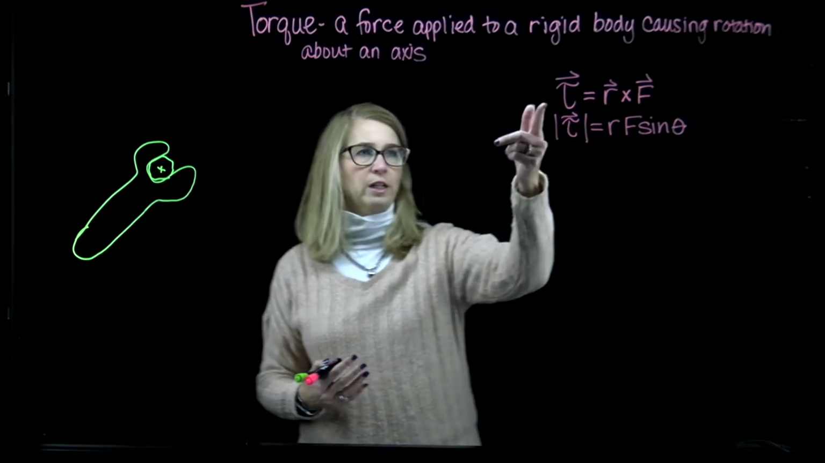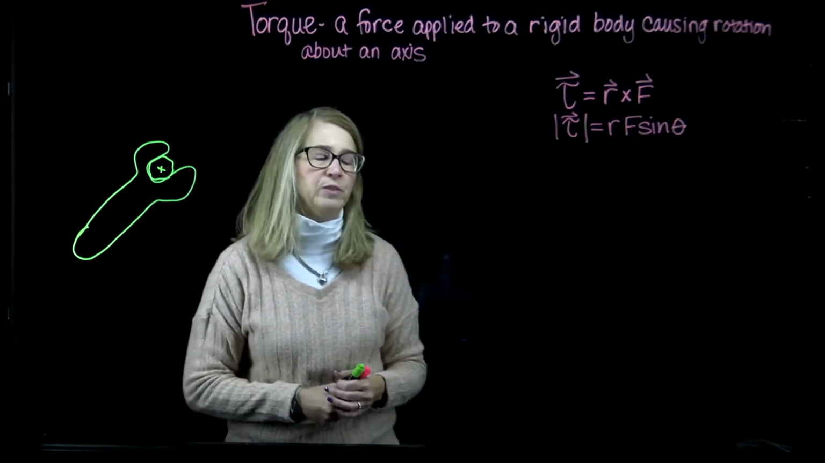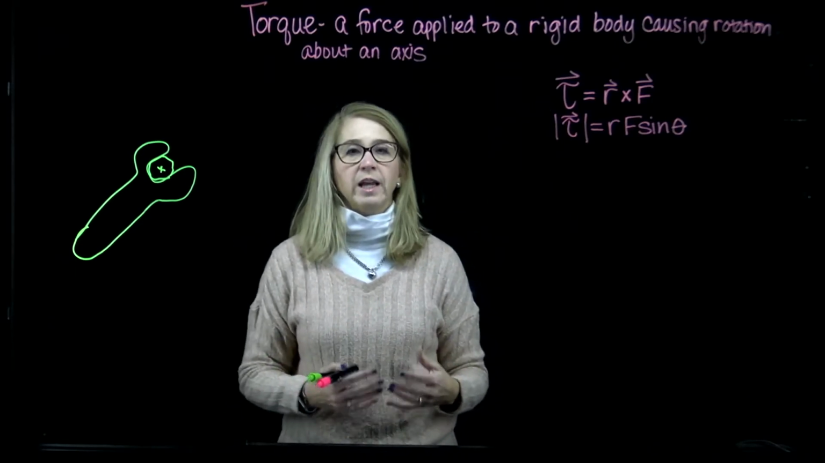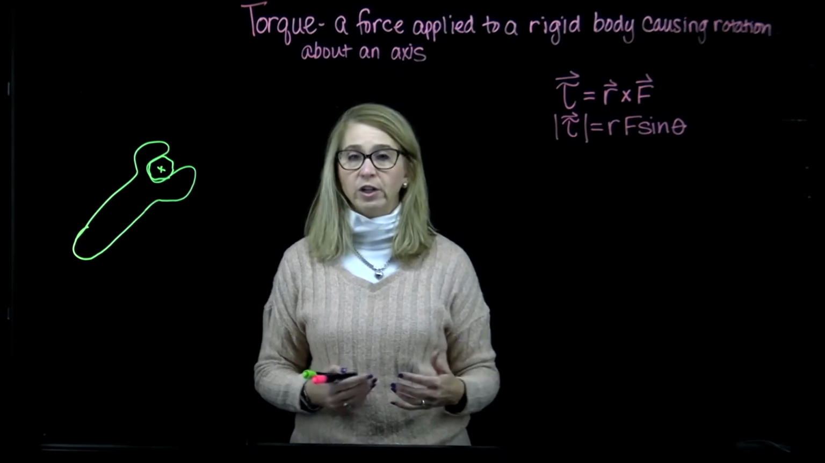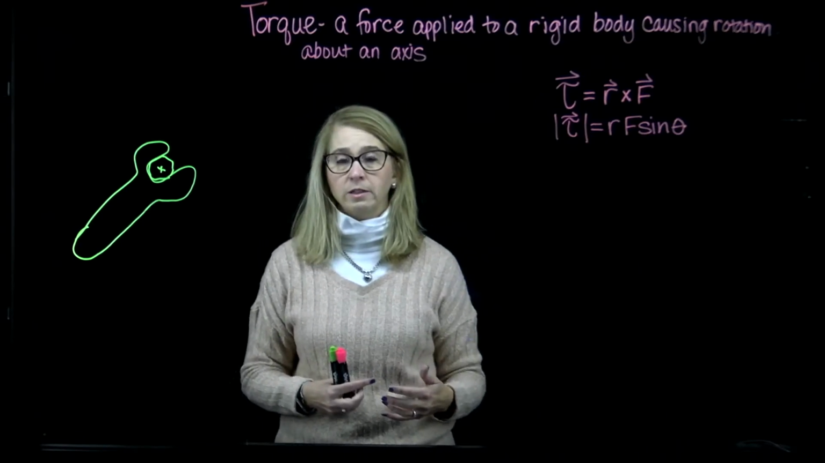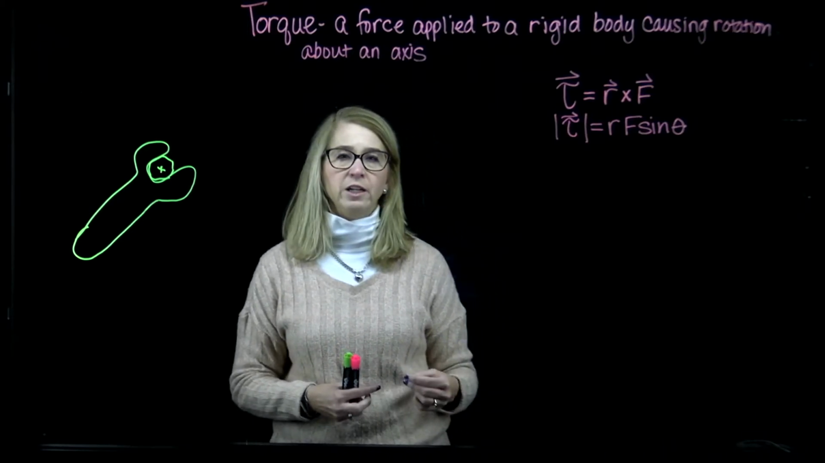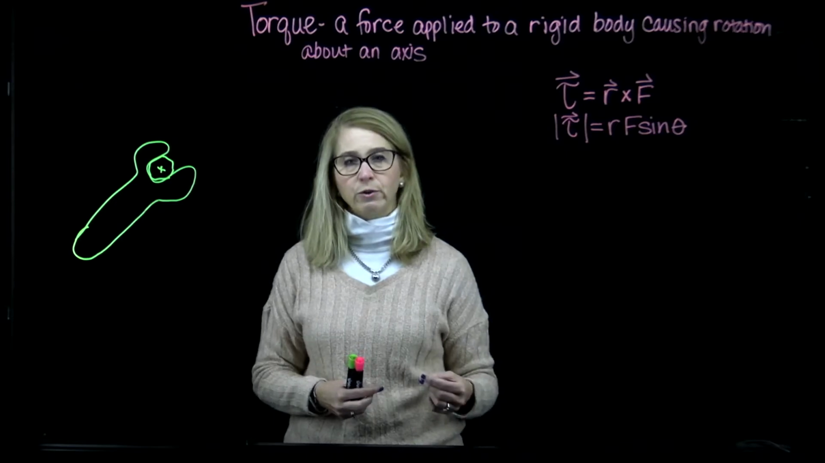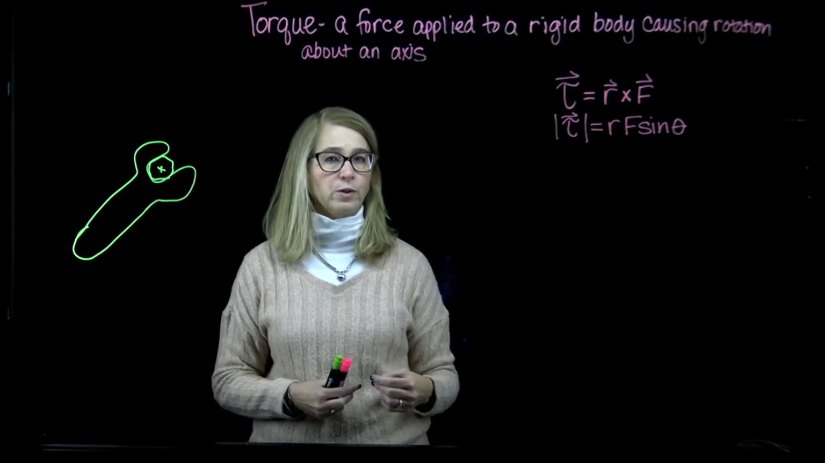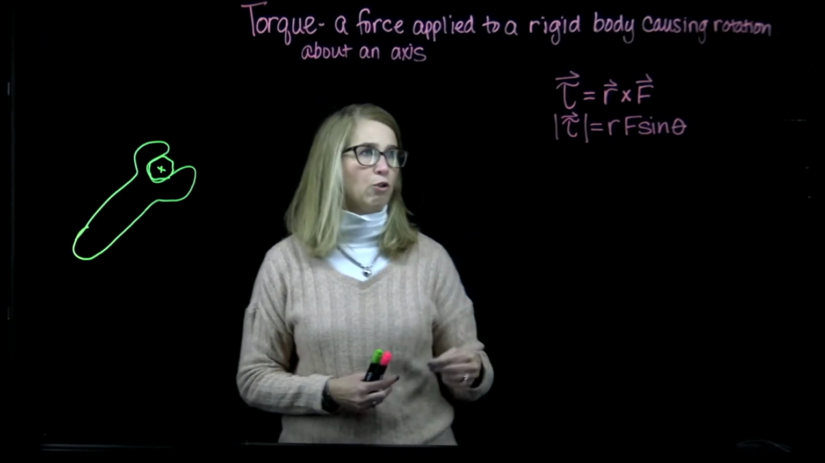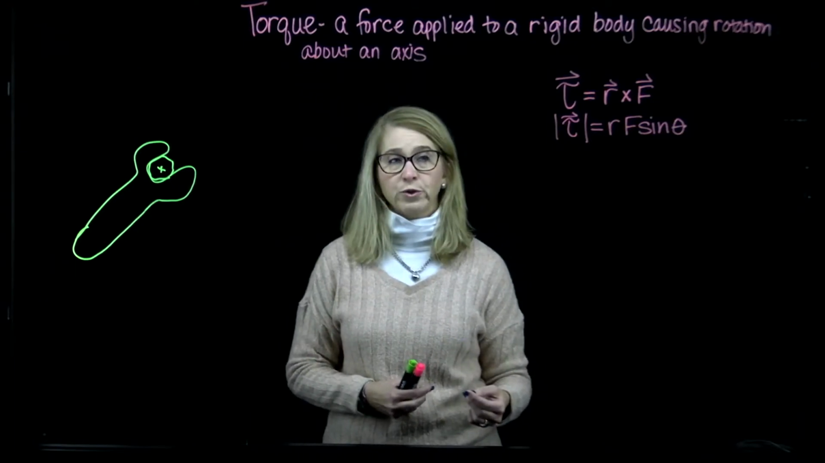So we use the Greek letter tau to define torque. And it also is calculated using a cross product. It's a cross product of what we call the radius vector. Now the radius vector will go from the axis of rotation to the point where the force is acting. And so we cross that radius vector with the force.